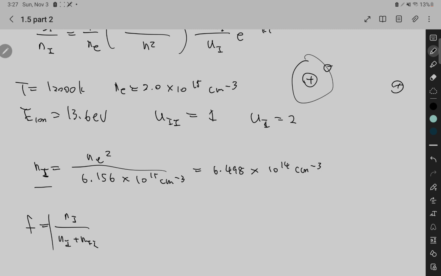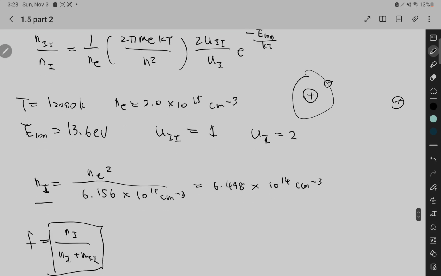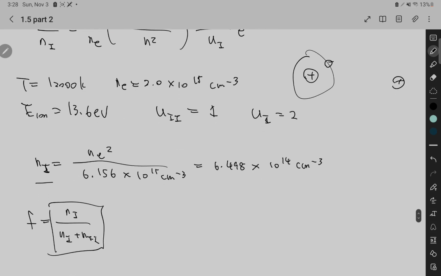So what does this tell us? This tells us how much N1 is in each N1 plus N2, because that's the entire gas, right? So what fraction of N1 is equal to the total of these two? And then if you were to plug in the values, then this will just give us 0.245 or 24.5%.